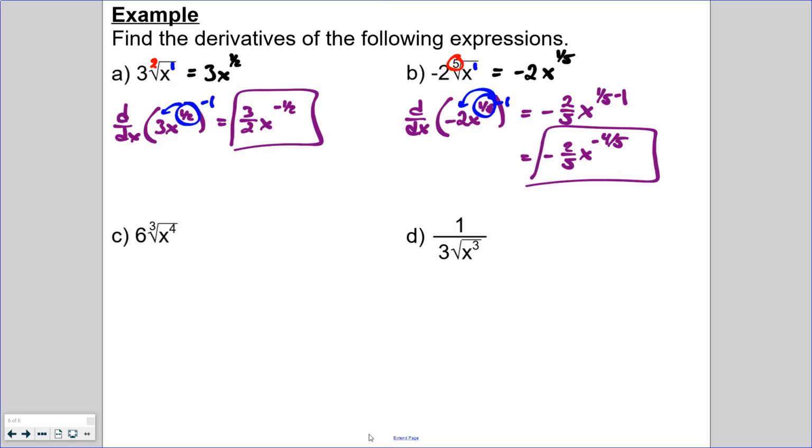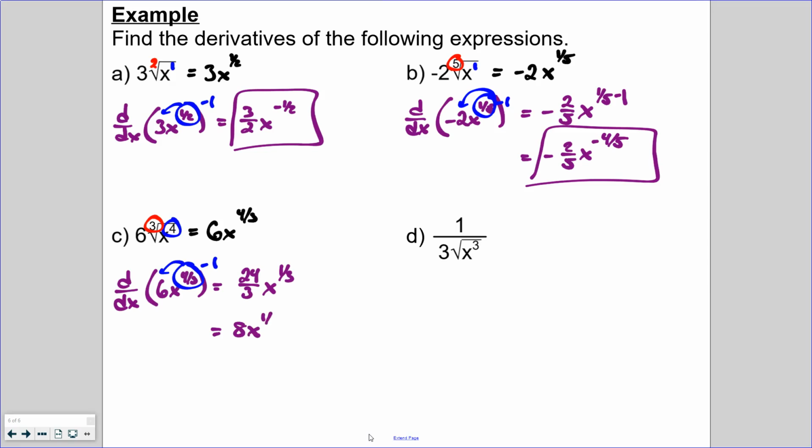All right, moving on to letter C, we have 6 times the cube root of x to the 4th. We can see the power here is 4, and the root here is 3. So we can convert this to be 6x to the 4/3 power. Then coming down and taking the derivative, d dx of 6x to the 4/3. Using the power rule, 4/3 times 6 and then minus 1. And that's going to give us 24/3 x to the 1/3 power. And 24 over 3 is 8, giving us the derivative of 8x to the 1/3 power.